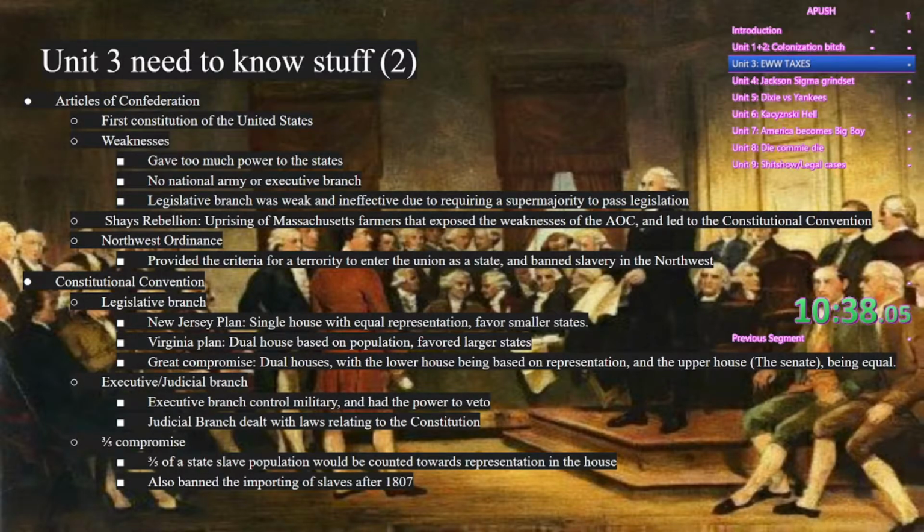You should also know the Three-Fifths Compromise. The South wanted the slave population incorporated so it would gain more representation in the House. The North opposed this. This led to the Three-Fifths Compromise, which said three-fifths of a state's slave population would be counted towards representation in the House. Also, Congress agreed to ban the importing of slaves after 1807.